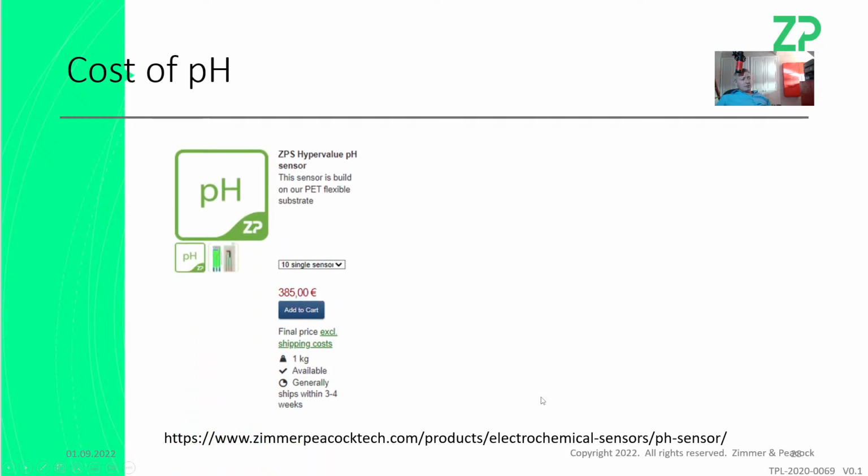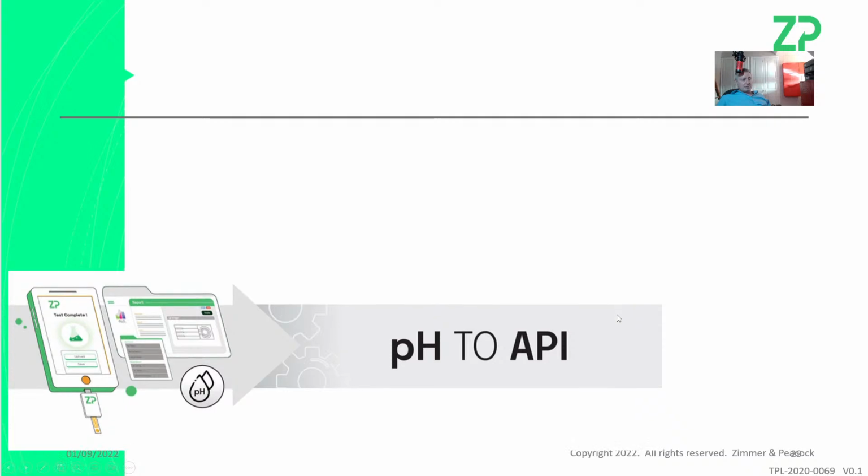First question is how much does it cost to scale the kind of pH sensors that we have at Zimmer and Peacock? We can do these sensors at €2 in lots of 10,000 or 50 cents in lots of 1 million. So it gives you a sense of the cost when one scales these kind of sensors.